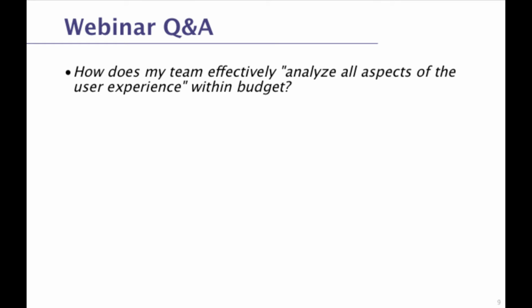So we have a question here from a test lead at General Dynamics. They ask, how does my team effectively analyze all aspects of the user experience, but within budget? All aspects of the user experience will include the functionality, the performance and responsiveness of the system, and the usability. So is it nice to use? Does it work? And does it perform? And all of those aspects can be frustrating and, in fact, business losing if you get them wrong. So we all know about functional automation.